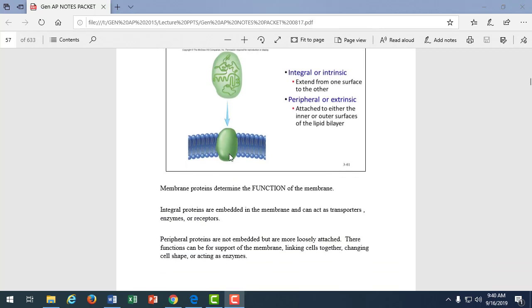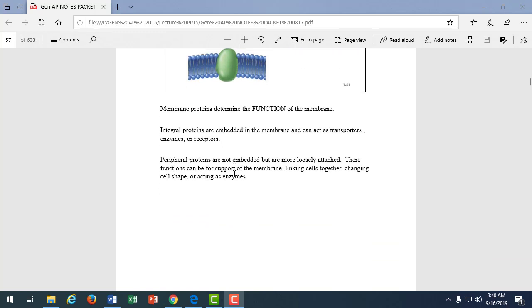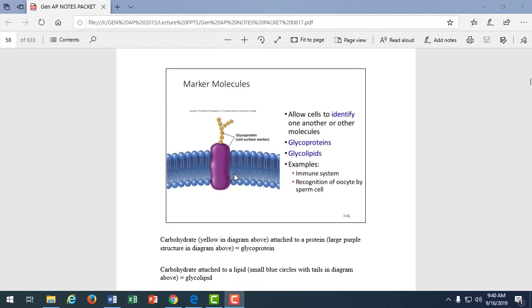So often these integral proteins act as transporters. Sometimes they have receptors for changing the cell's function, and we'll look at some of those examples. Some of these proteins are attached to a carbohydrate, and their job is for cell communication and recognition. So carbohydrates are really important, that's what these structures here are, for cells to communicate and recognize each other. So if the carbohydrate is attached to a protein, we call it a glycoprotein.